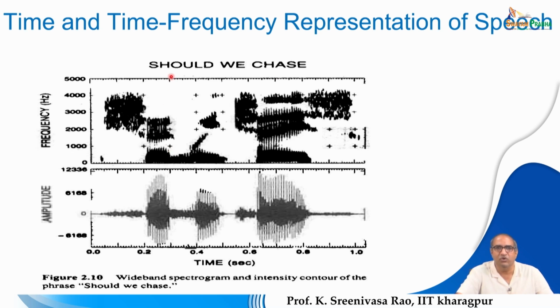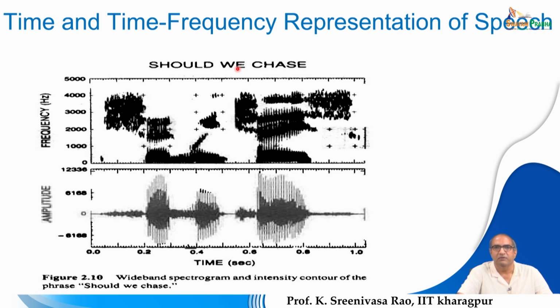So from this "should we chase", you can see that if you analyze it, the sound units present over here are sh, u, d. That means "should" consists of three sound units: sh, u, d. There are three sound units that contribute to the word "should".